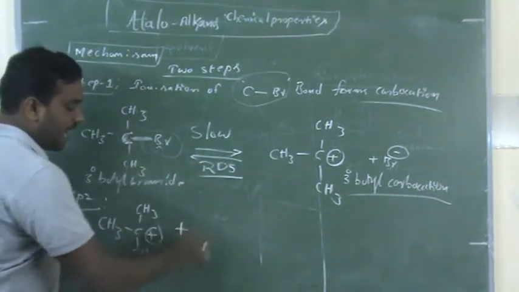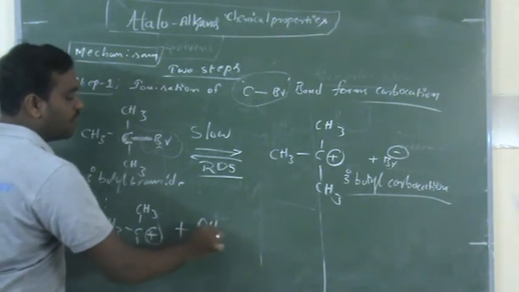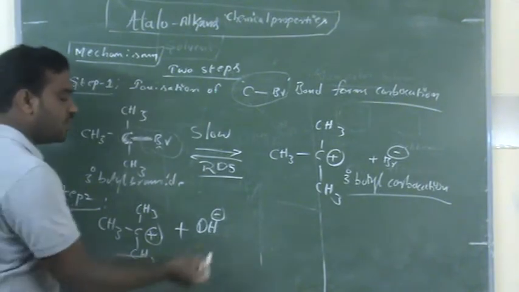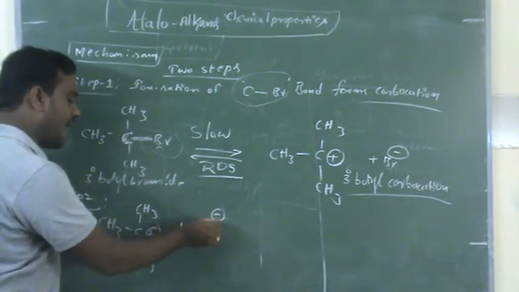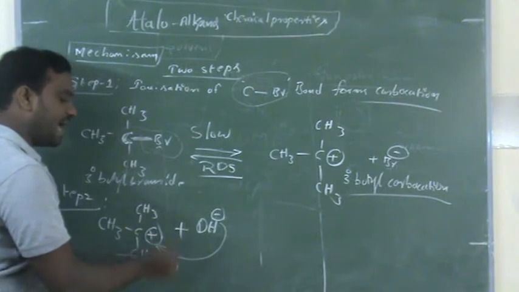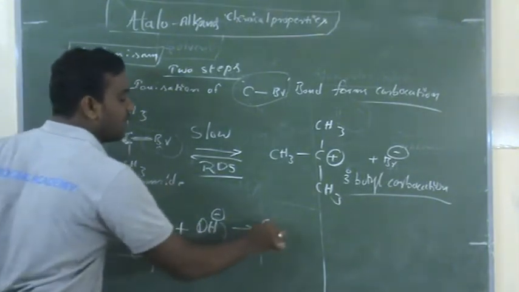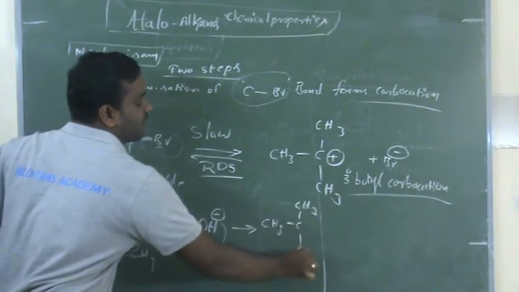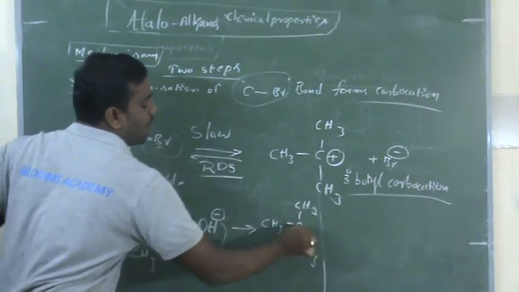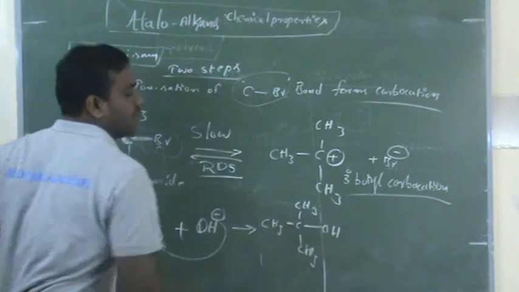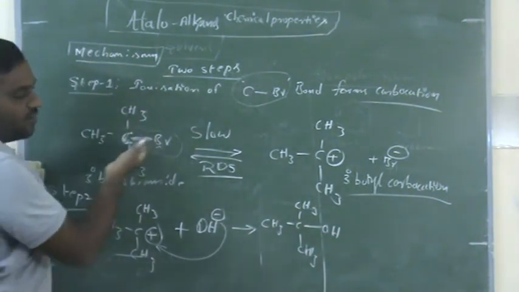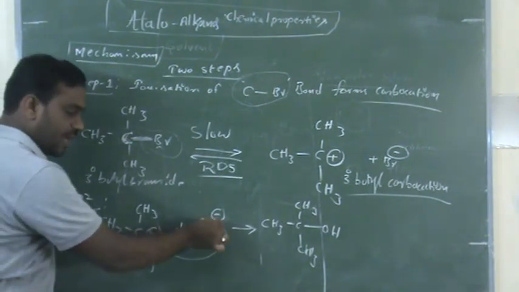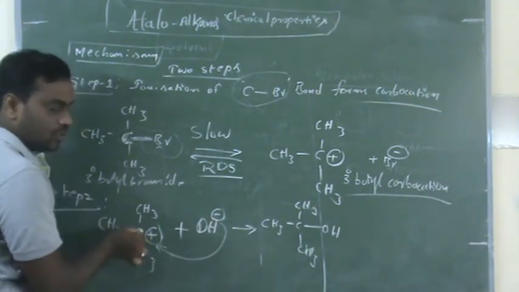For that, what do we add? We have a nucleophile. That is OH minus. OH minus is our nucleophile. It can add, attack like this, forming CH3, C, CH3 and CH3 with OH. This is the tertiary butyl alcohol. So step 1 is formation of tertiary butyl carbocation. Step 2 is attack of OH minus on the tertiary butyl carbocation.